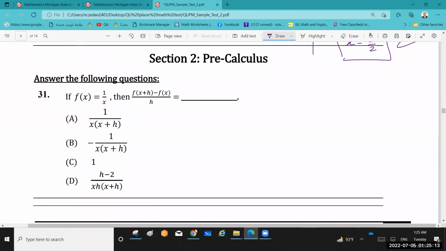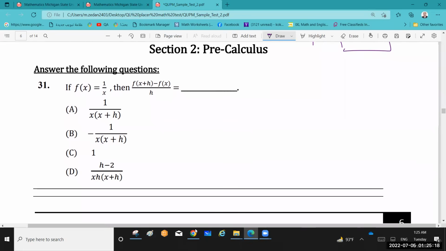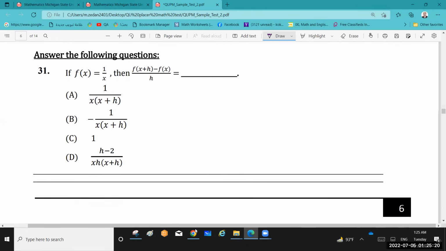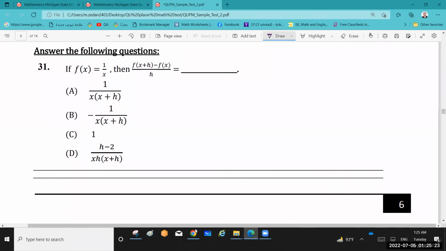I start now in section 2 of pre-calculus and I solve the first 10 questions and complete the rest of the exam in part number 3 later, inshallah.